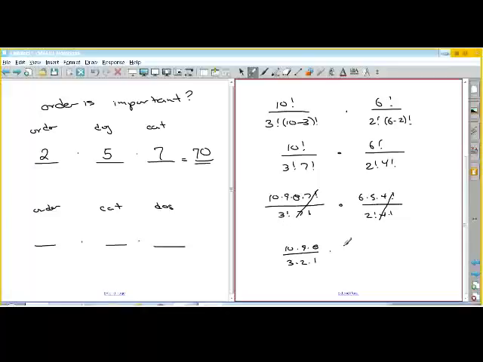That's 3 factorial. And 6 times 5 times 4. I actually don't need the 4 because I can cancel that out. 6 times 5 divided by 2 factorial, which is 2 times 1. And you can simplify that, or you can just multiply it out. 10 times 9 times 8 times 6 times 5 divided by 3 times 2 times 1 times 2 times 1. You can ignore the 1s if you want to, and you get 1,800 arrangements.